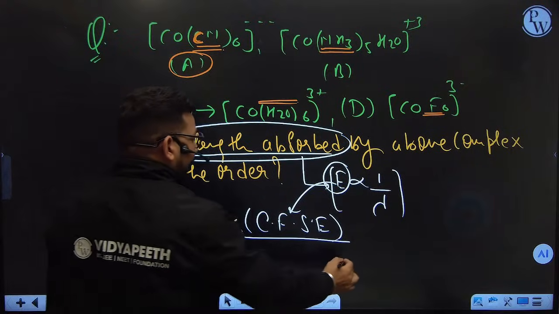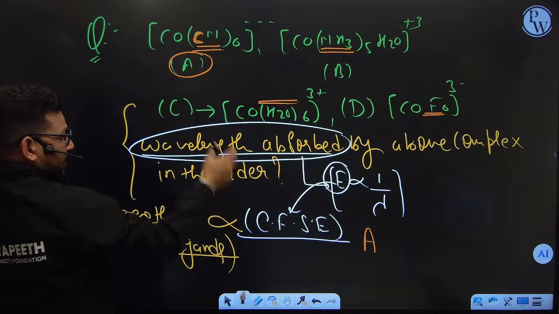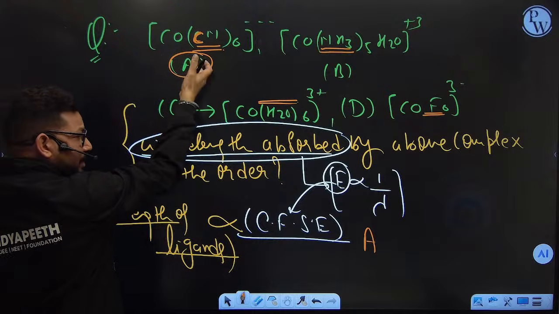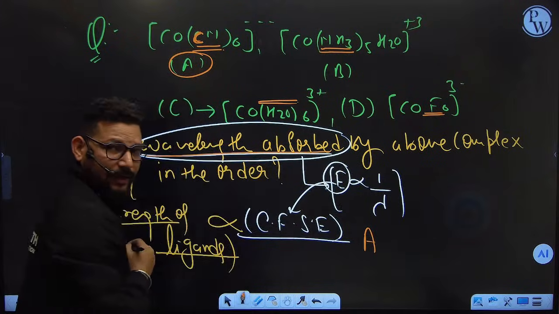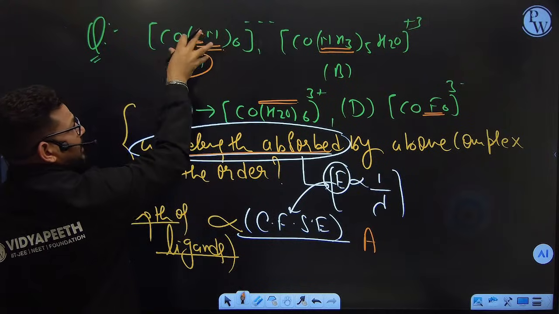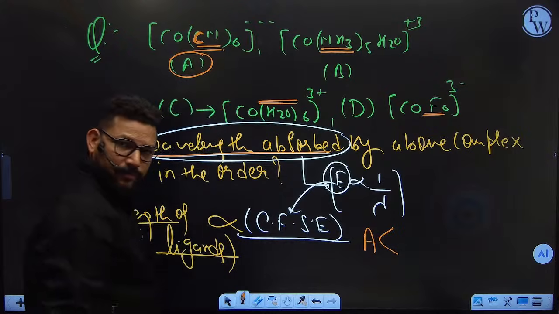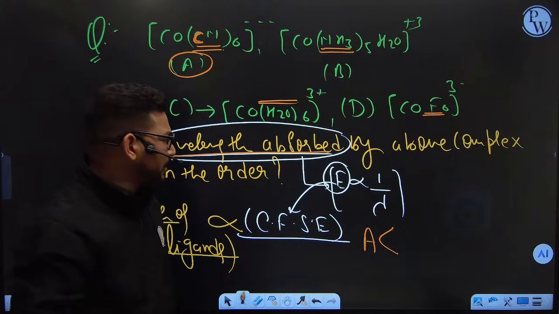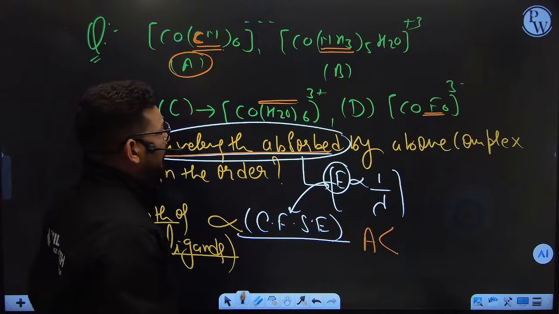So now you can say that the higher energy is absorbed by this one, because the CFSE depends on the strength of the ligands. Higher energy absorbed means the wavelength should be lower, because they are asking about the wavelength absorption, correct? If the energy is higher, then the wavelength absorption is lower, so the order looks like this. If you go with the options, only two options have A as the lowest one, correct?